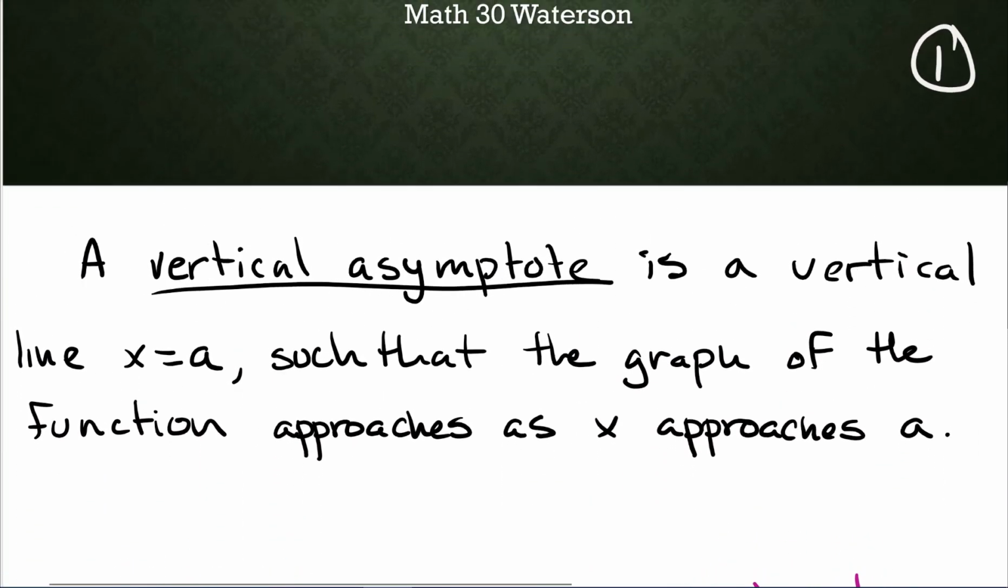So a vertical asymptote is a vertical line, x equals a, or x equals 0, or x equals 5, or whatever. It's a vertical line, straight up and down, such that the graph of the function approaches it as x approaches that number. Well, that's a lot of words, but hey, that's problem number 2 in your homework. You should know that one. Okay, moving on.